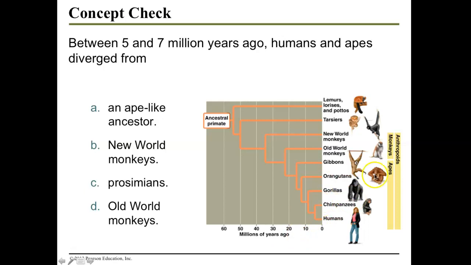So here are all the apes, right? And then we're talking about here. So we're not talking about old world monkeys. We didn't come from anything that looked like an old world monkey. It's not a new world monkey. We didn't come from anything that looked like this, right? We didn't come from an ancestor that looked like a prosimian. So some other ape-like ancestor existed here that no longer exists on the planet, right? But that's where we evolved from.